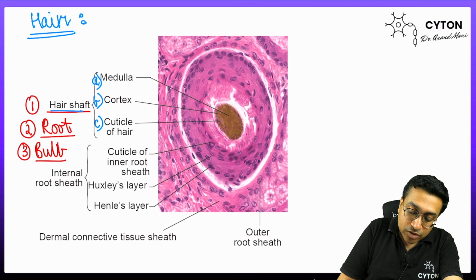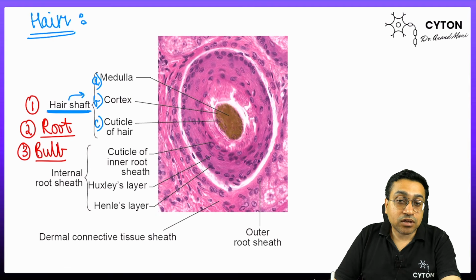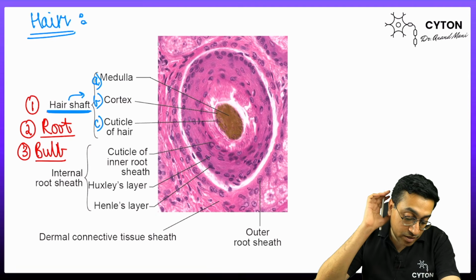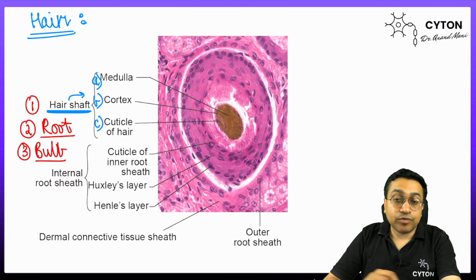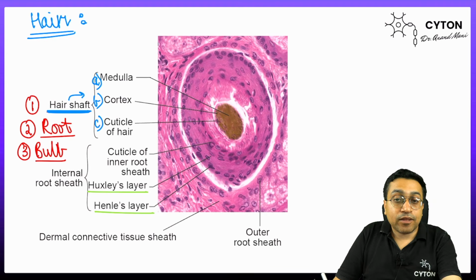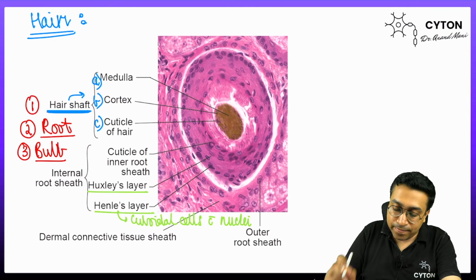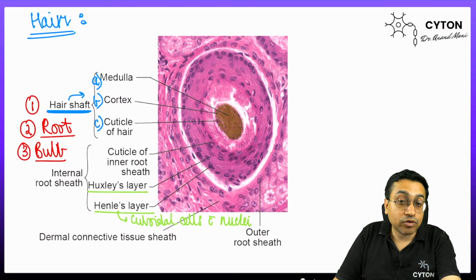So these are the parts of the hair shaft. Okay, important, it is asked in exams. Then you have this hair follicle, which has two layers classically for MCQ purposes only. There is a Huxley layer and a Henle's layer. Now Henle's layer is a single layer of cuboidal cells with nuclei. And Huxley layer is the double layer of flattened cells.